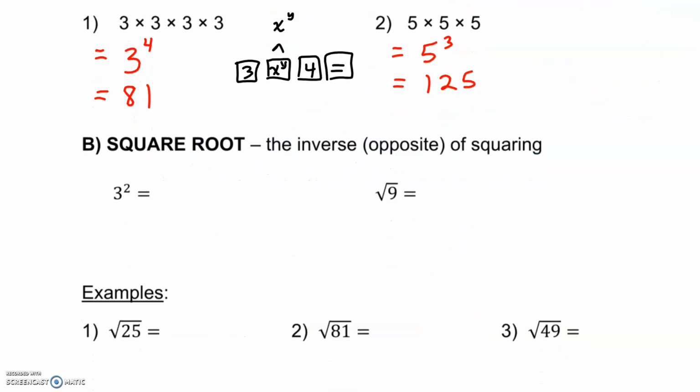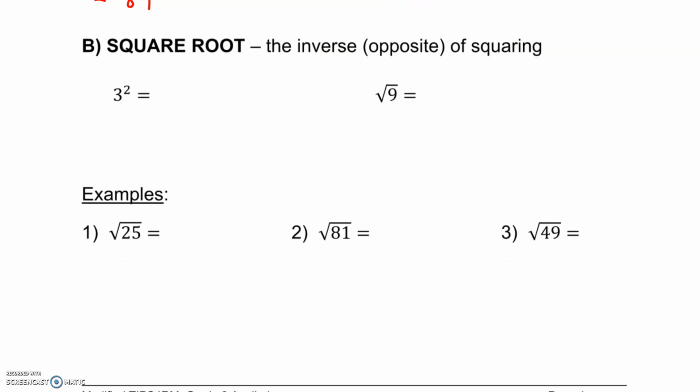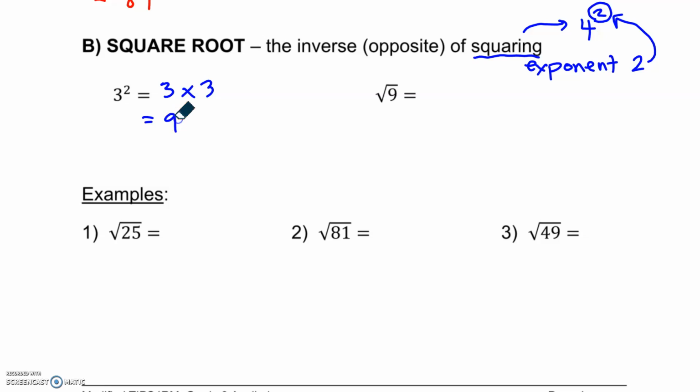Okay, now we're going to take a look at square root. So square root is actually the opposite of squaring, and let's just look at that word squaring. If I have 4 to the exponent 2, this is also called 4 squared. So squaring means exponent 2. Okay, that's what squaring is. So if I have 3 squared, you can see that's 3 to the exponent 2. We know that means 3 times 3, and the answer to 3 times 3 is 9.